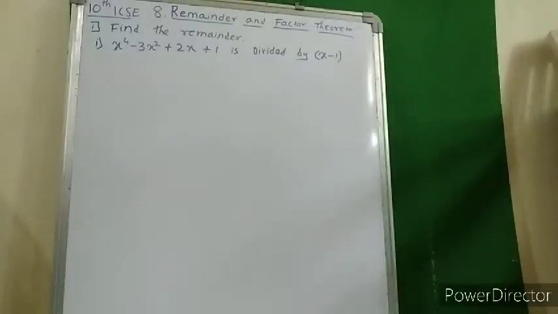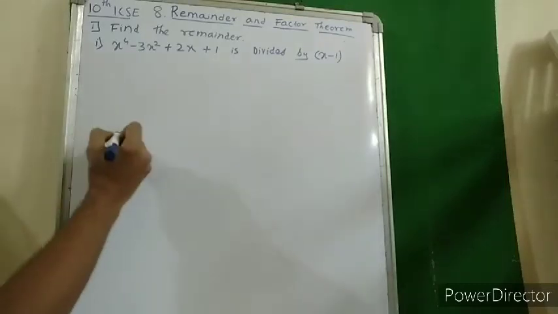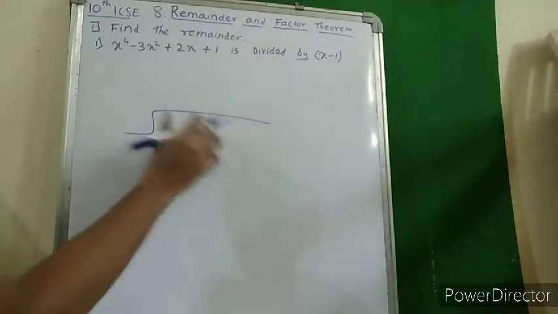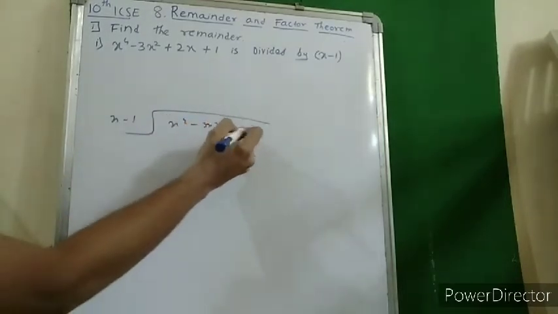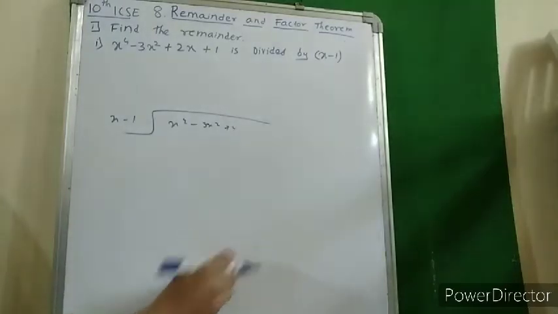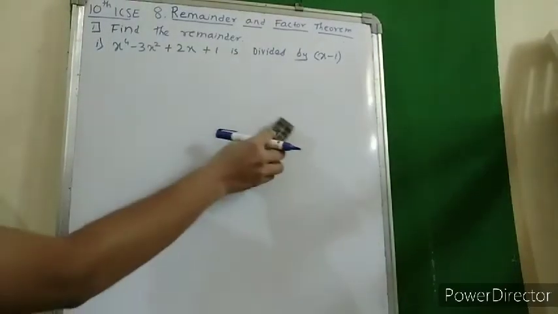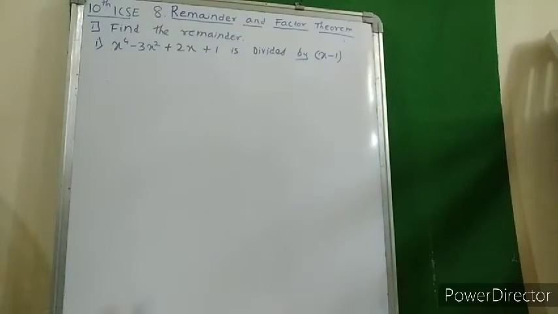Okay students, we will start with the new chapter, chapter number 8, remainder and factor theorem. We used to do the division like this, the long division, where x minus 1 divides x raised to 4 minus 3x square plus whatever, and we used to find the remainder. Now again we will find the remainder, but not using the long division method. It is the remainder theorem. So how to do the remainder theorem? Let's see. It is very easy.